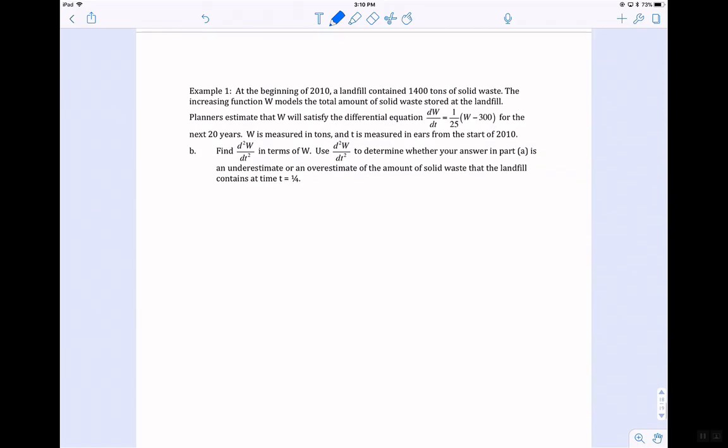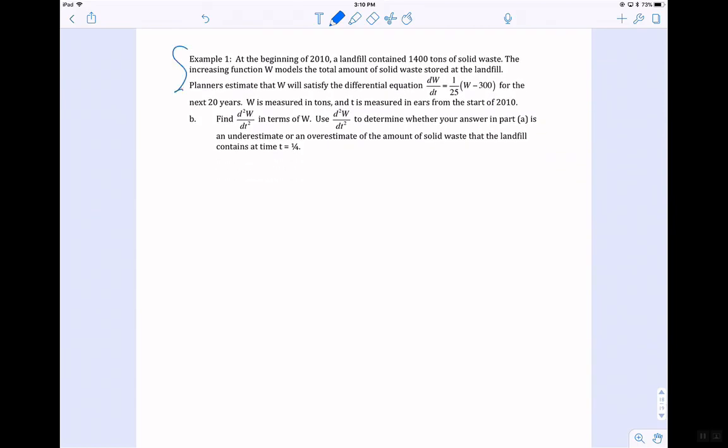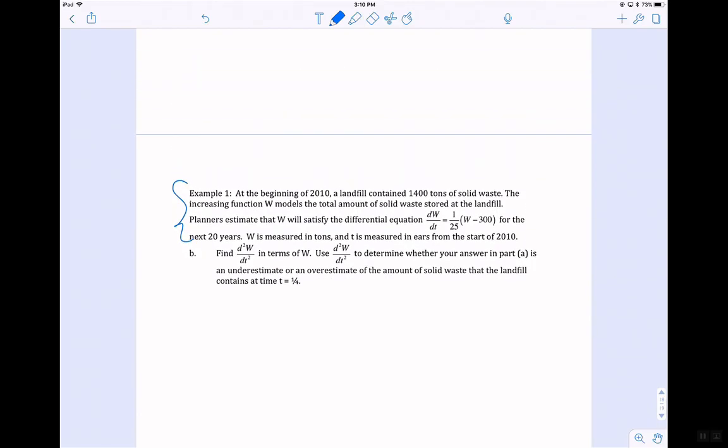So let's look at part B. Same thing as above, but now find d squared W over dt squared, and use this to determine whether this is an underestimate or overestimate for your W of 1/4. So let me be clear about why we're doing this. What they're testing you for is, if my function is concave up, then my tangent line lies below the graph. So this makes this an underestimate.